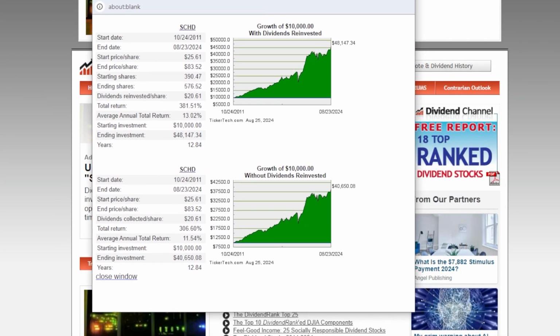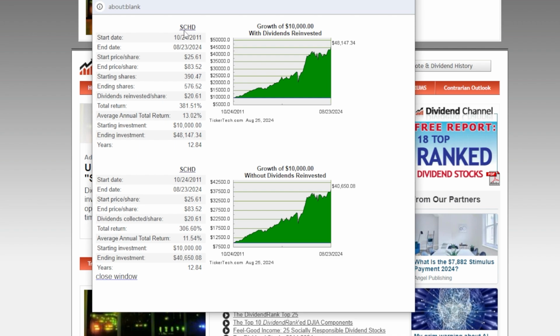Now, before we go through my position of SCHD and I share with you how much I'm earning as far as dividends go and what my plan is moving forward, I did want to share this with you guys also. SCHD, as of right now, since inception at least, has around a 13% average annual total return, with dividends reinvested along the way, or around a 381% total return. And again, this is with dividends being reinvested. With dividends not being reinvested, we're still over a 300% total return over the last 12.84 years.